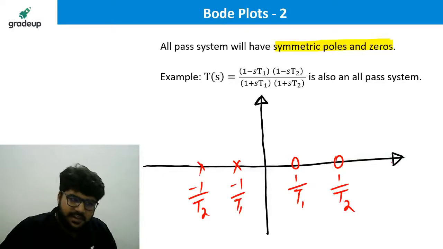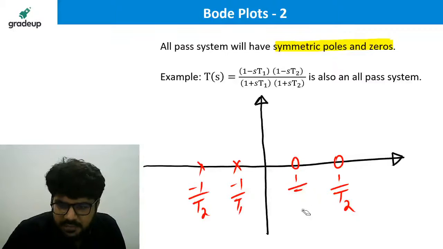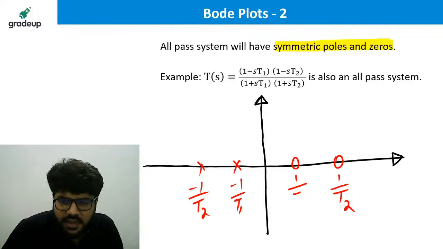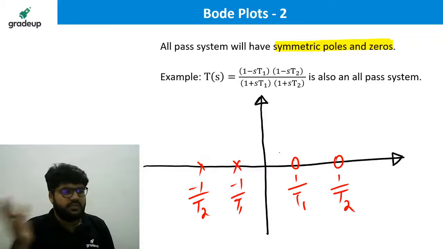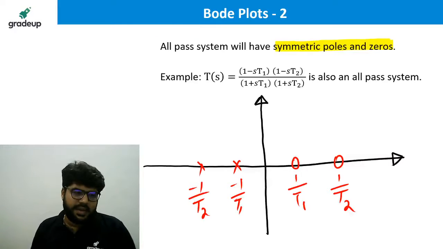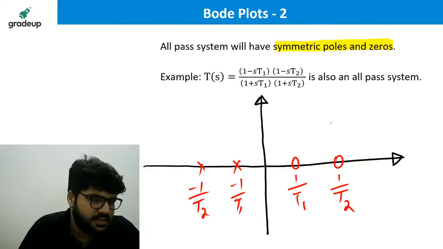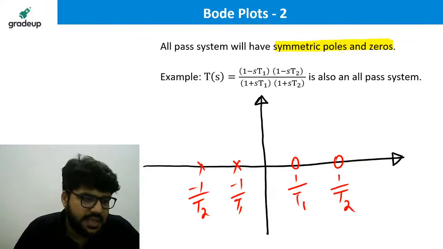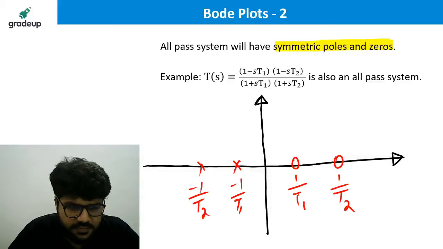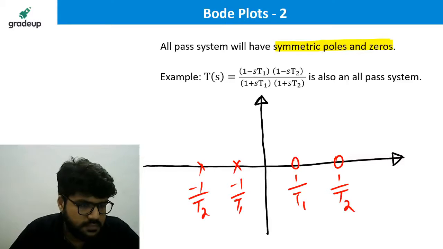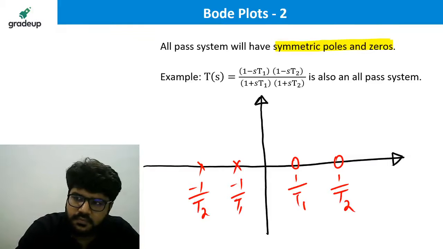Okay, so it will always be non-minimum phase only because of symmetry. If the pole is on the left, the zero will always be on the right, and it is symmetric. The poles and zeros are symmetric with respect to the imaginary axis. All right, guys.